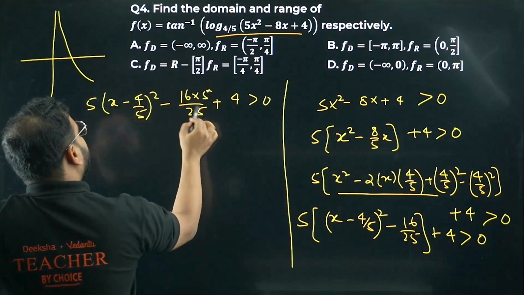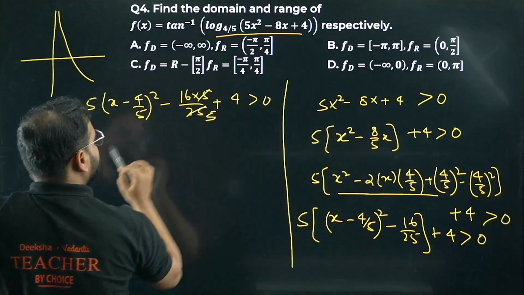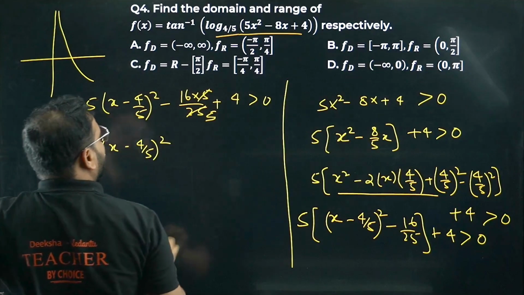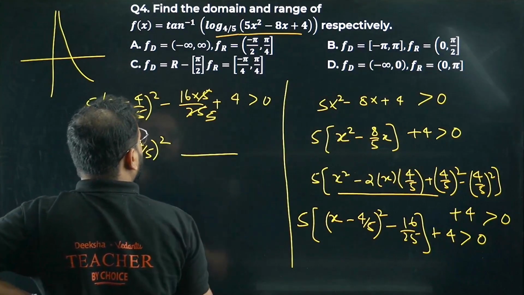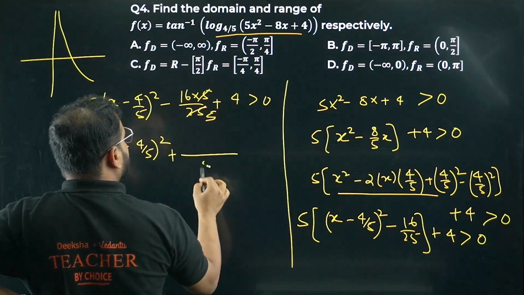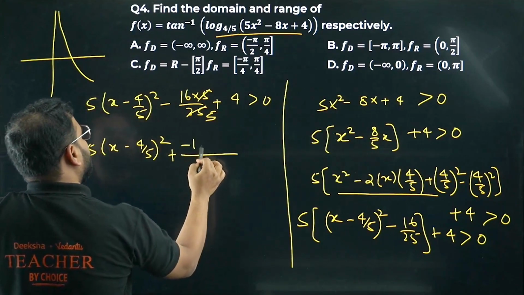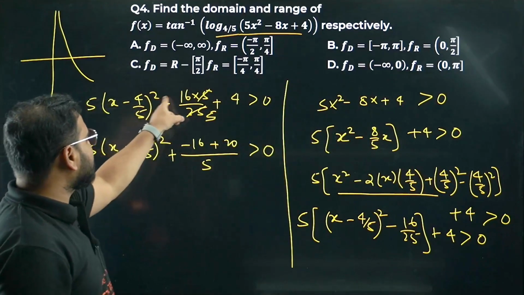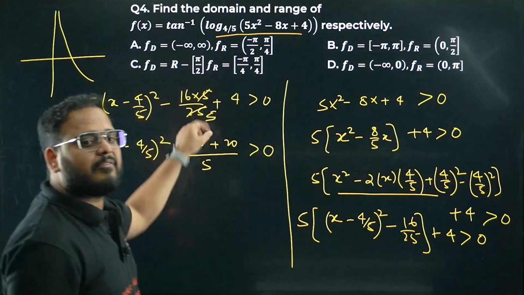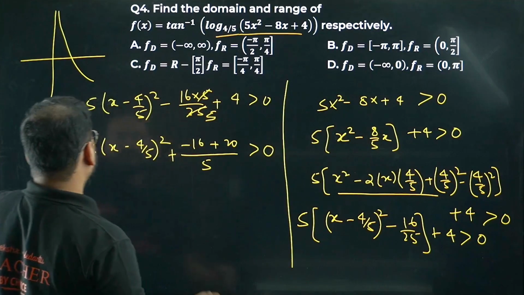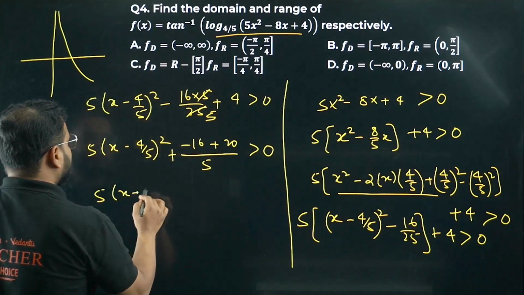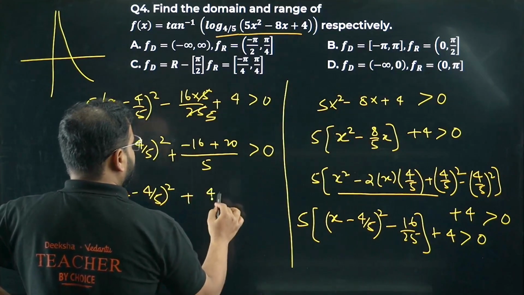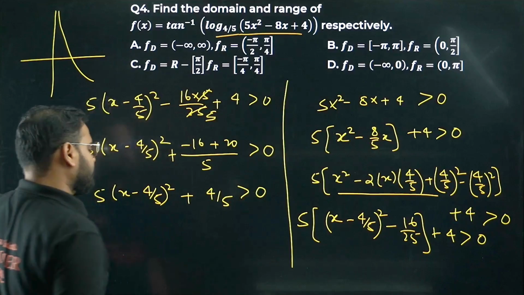Check it out. 5 is a, so 5 times of x minus 4 by 5, the whole square. What am I getting here? If you take the LCM, put a plus sign over here, 5 is the LCM. I get minus 16 plus 20, right? Why plus? I'm taking this minus with the 16 only, that's why I've taken a plus sign over there. I get 5 times of x minus 4 by 5, the whole square, plus this will become 4 by 5 greater than 0.